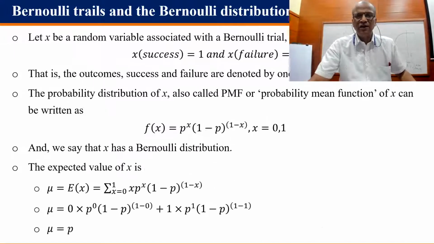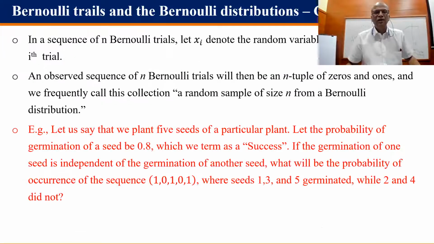All right, this is done. Variance is done. So in a sequence of n trials, let xi denote the random variable associated with the ith trial. An observed sequence of n Bernoulli trials will be an n-tuple of zeros and ones, and we frequently call this a random sample of size n from a Bernoulli distribution. Now all this is very theoretical. Let us say that we plant 5 seeds of a particular plant, and we want to see whether the seed germinates into a plant.